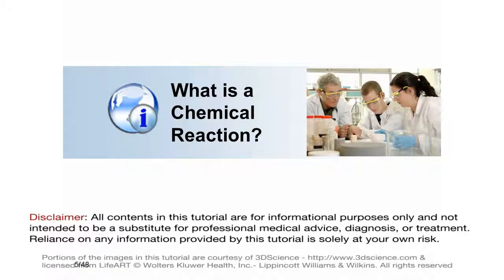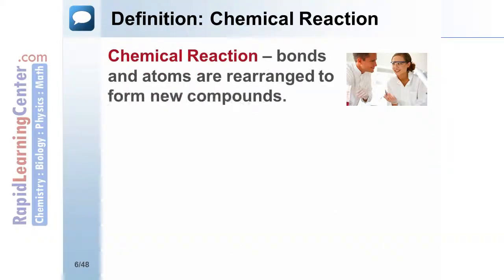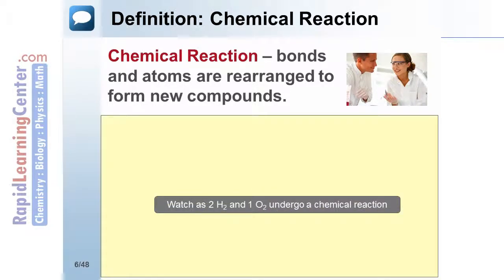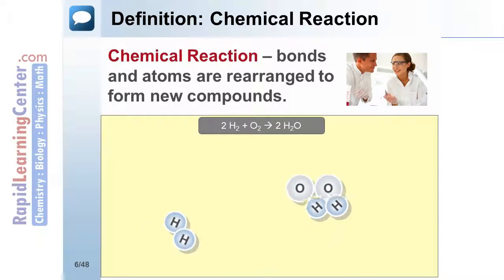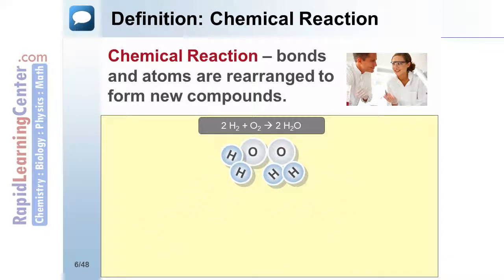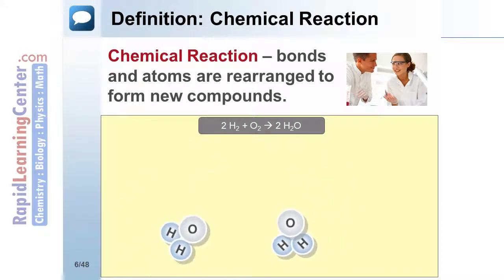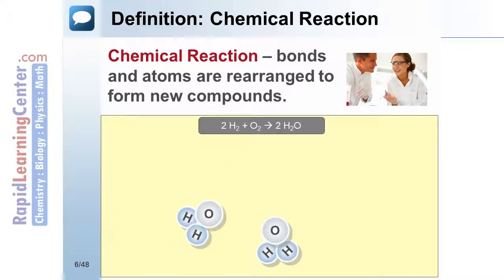What is a chemical reaction? Bonds are broken and reformed in a different way during a chemical reaction. Watch as hydrogen and oxygen molecules undergo a chemical reaction. The new molecules contain the same atoms. However, the bonds are different. They're connected in a different way.